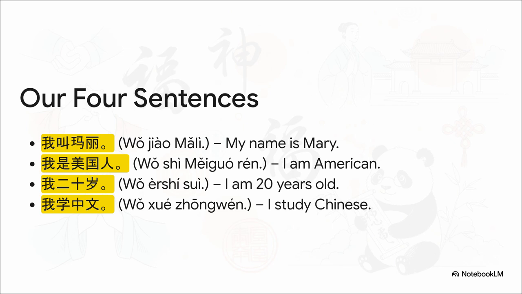Next up. 我是美国人. Again. 我是美国人. Same thing on 我 and another sharp fall on 是. Then we have 我20岁. One more time. 我20岁. And finally, 我学中文. And again, 我学中文. This is our foundation, and we'll keep coming back to these 4 sentences.